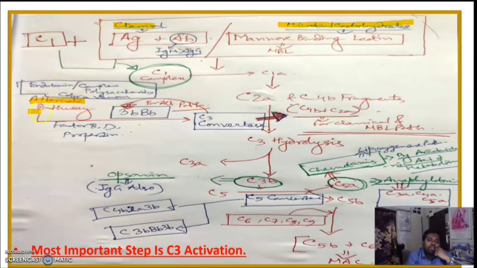So why is it classical? Because it is activated by antigen antibody complexes. So which antibodies are most commonly present? IgG and IgM are the most common in the case of the classical pathway. The classical pathway and the mannose binding lectin or MBL pathway act in quite the same way.